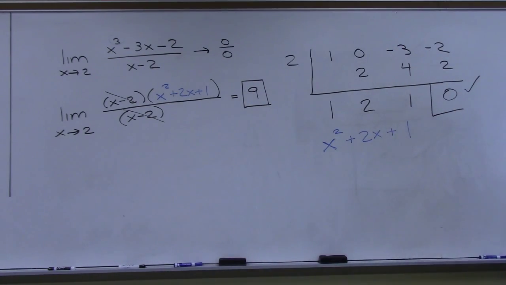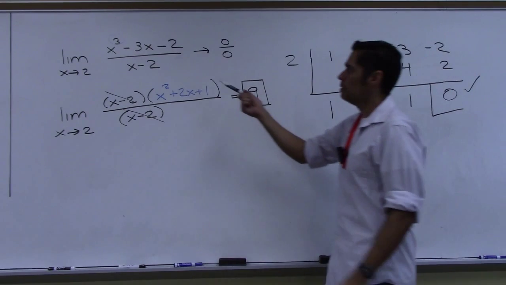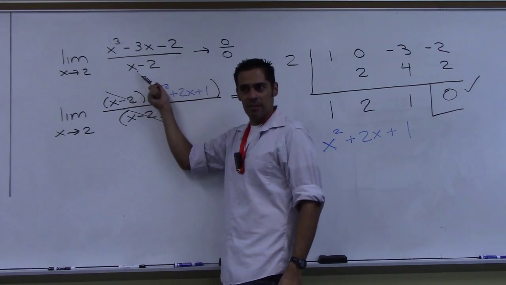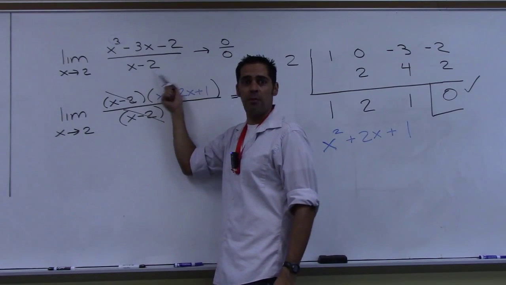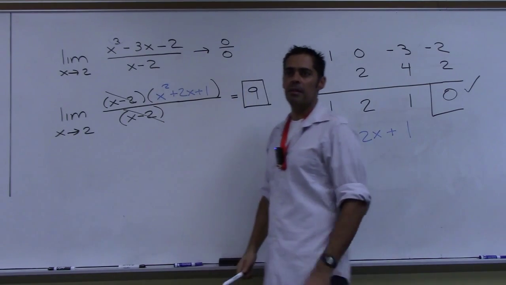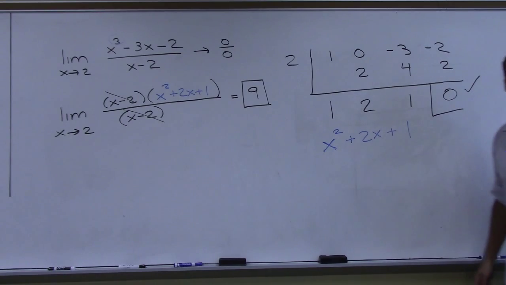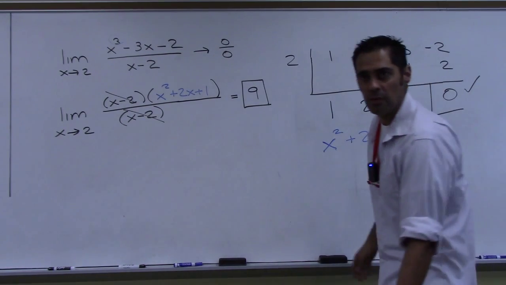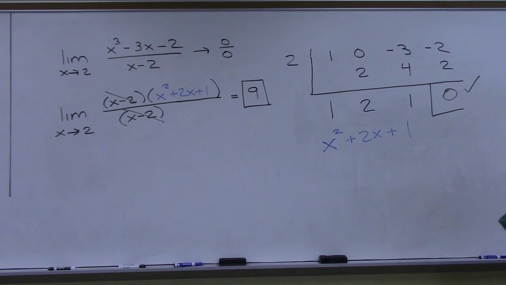It sounds like you're just going to have to use long division. When is the only time you have to use long division? If the denominator is not linear. That's right. If this were x squared minus 4, you would be forced to use long division. But this is what makes synthetic division so useful, that it's quick.